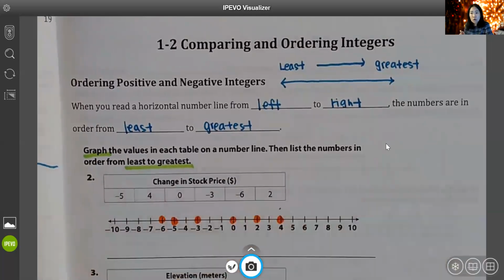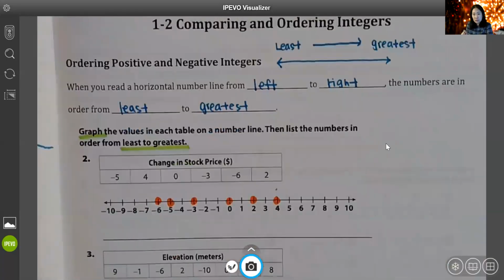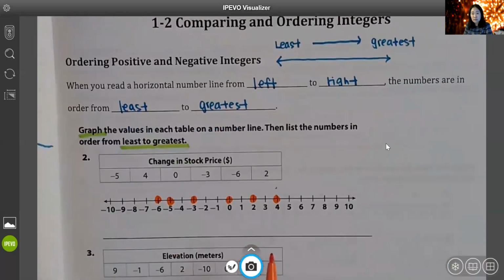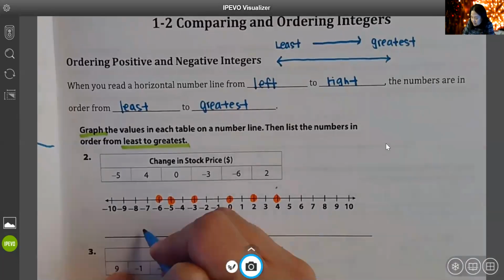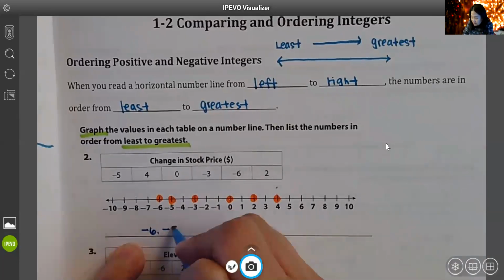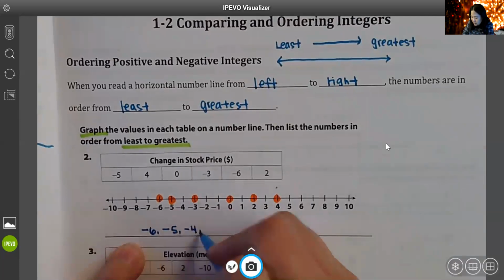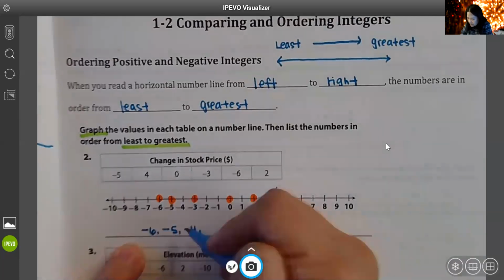Okay, so how do I know which number is the least and which number is the greatest? Well, the least number is a number that is on the very, very left, which means -6 has the least value. Then it gets greater as you go to the right. So your answers are going to be -6, -5, -4. Oh, I'm sorry. -4 is not there.